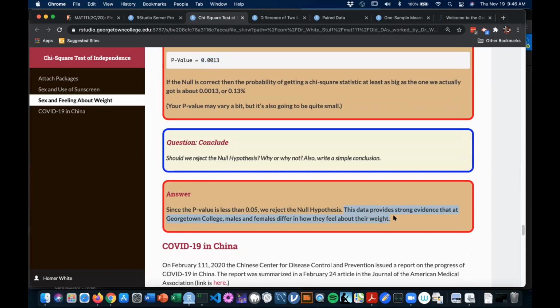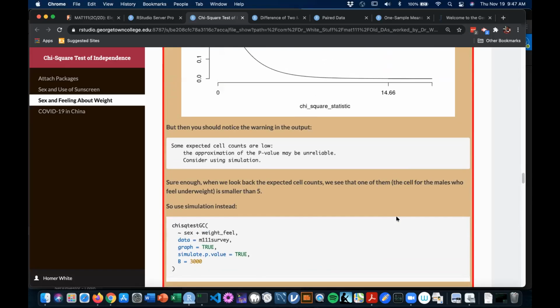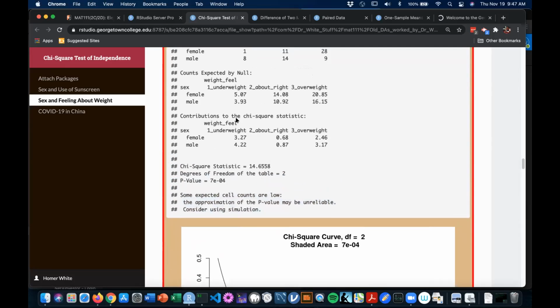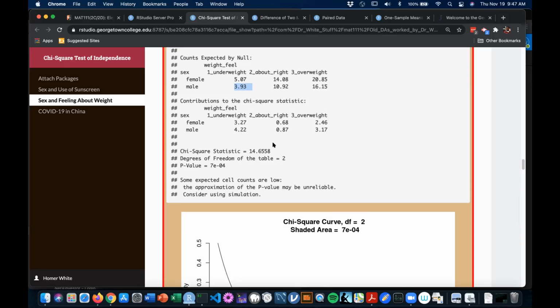Simple conclusion: the data provides strong evidence that at Georgetown College, so talk about the population there, males and females differ in how they feel about their weight. And there you go. So a lot of people were totally fine on everything about it, except they just blew by the need to do simulation. So watch your output. It does check for you right there. And so it will draw your attention to the fact that some of the cell counts, this one right here in particular, are less than 5. And so you might need to do simulation to get a better approximation to the p-value than what those chi-square curves would deliver for such small sample sizes.